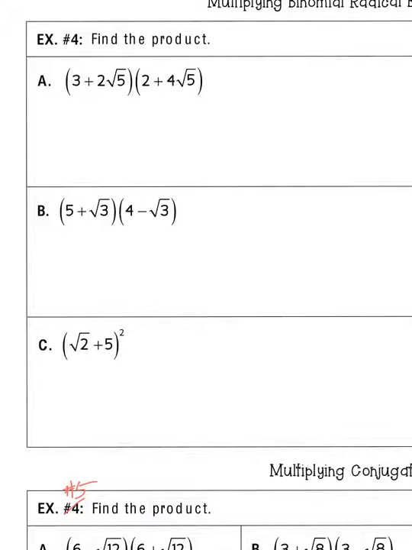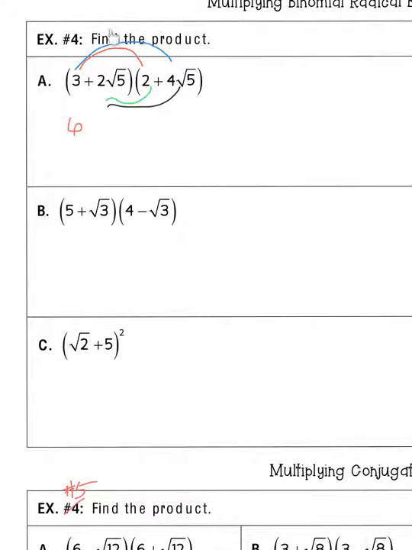And when you multiply, I'm going to multiply the 3 to the 2 and the 3 to the 4 radical 5, and then I'm going to multiply the 2 radical 5 to the 2 and to the 4 radical 5. So you've got 4 products going on here. You have to multiply what's outside of a radical to what's outside and what's inside to what's inside. So 3 times 2 is easy. So that one is 6.